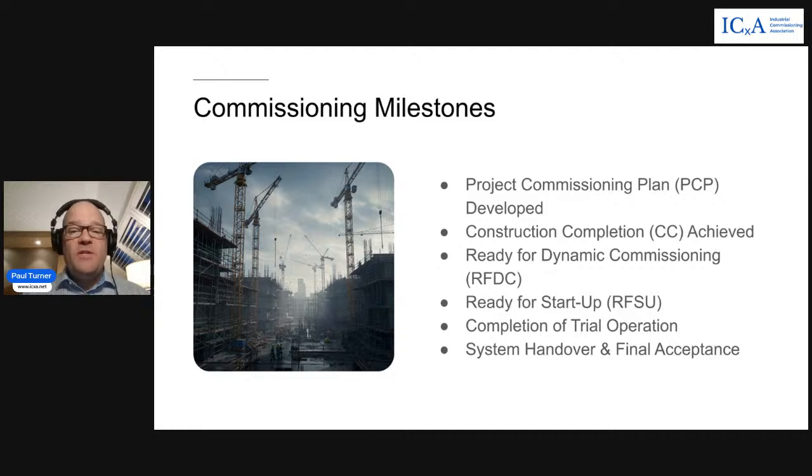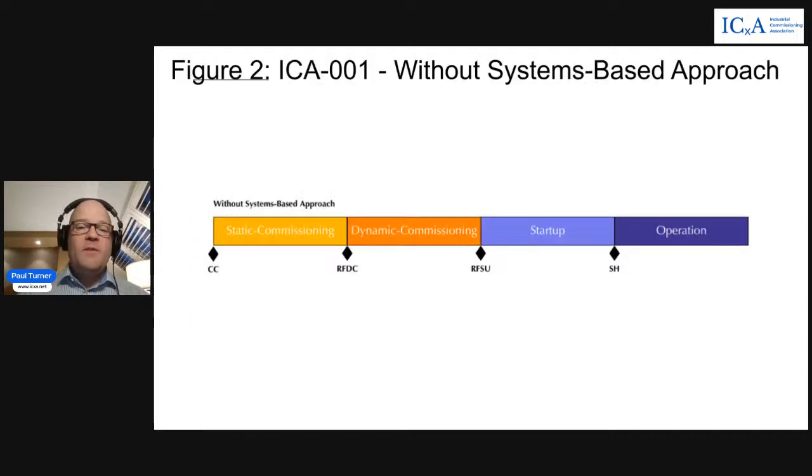Construction completion, your CC, when that's achieved, that's a critical milestone. And there'll be several of those milestones because there are several systems that are handed over from construction to commissioning to operations. So each of your construction completion milestones needs to be defined. RFDC, ready for dynamic commissioning. This is another important milestone as we move into more system level testing. Ready for startup, RFSU, as we introduce process fluids for the first time or high loads in power systems. Completion of trial operation, and then system handover and final acceptance.